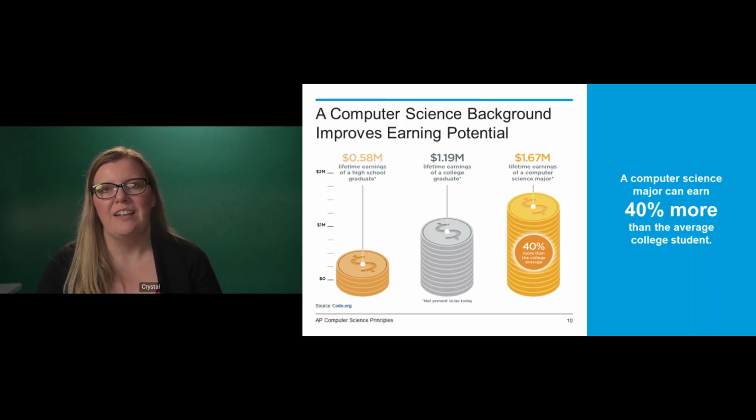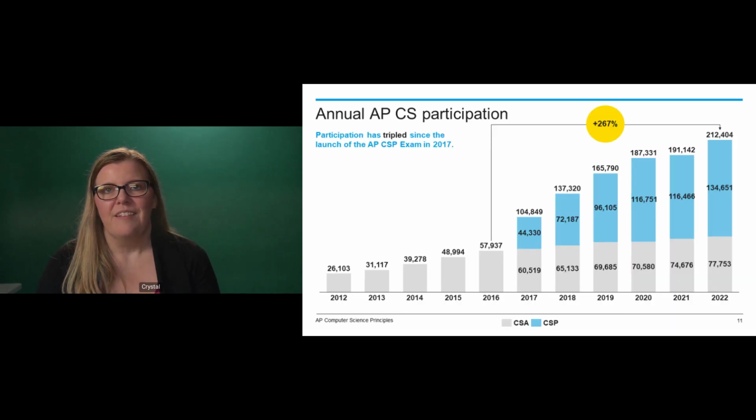We also know that students that major in computer science can earn 40% more than the average college student. And the participation for computer science in general with the AP program has really tripled since 2017, with the addition of our new AP Computer Science Principles course, which maybe you've taken already, and you're just wanting to see what's the difference between that and Computer Science A. So more and more students every year are taking the course. And so we are really proud that we are broadening the access of computer science education to more students like yourselves.